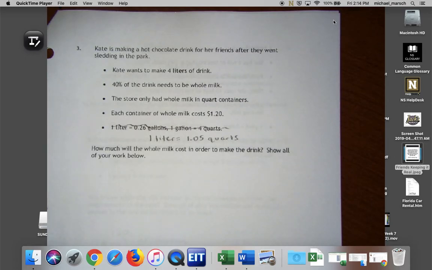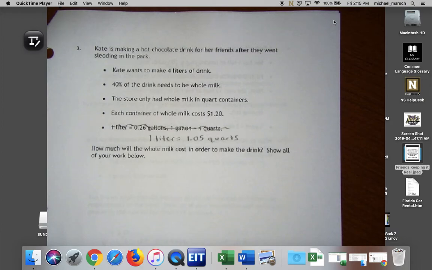Okay, so let's talk about Kate's hot chocolate again. She wants to make 4 liters. 40% of the drink needs to be whole milk. You can only buy it in quarts. This is the price of the whole milk per quart. Okay, so what would you do first? What would be your first plan of attack to whittle away at this problem?